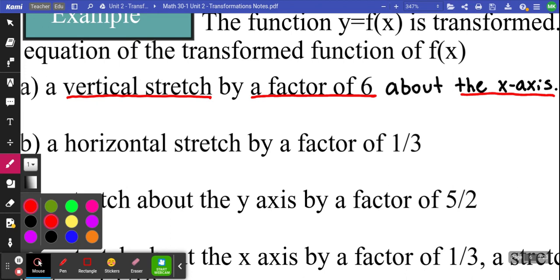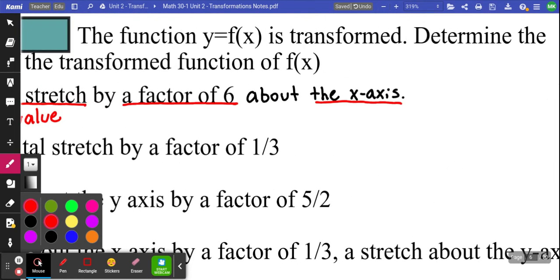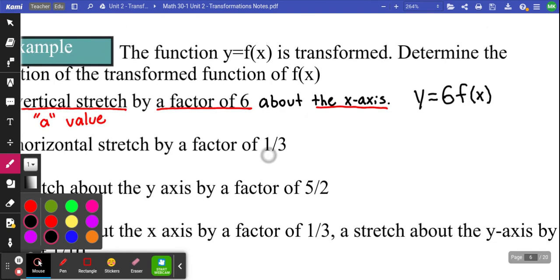In function notation, vertical stretches is the a value. This would look like this: y equals 6 f of x. That is vertically stretched by a factor of 6 about the x-axis. That's the function notation for it.